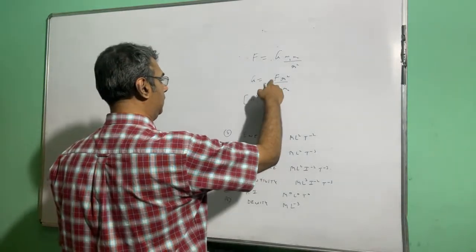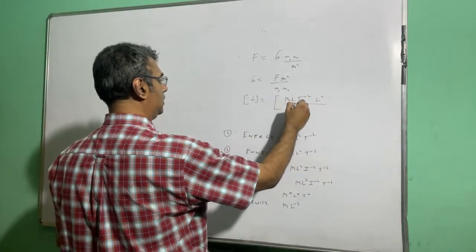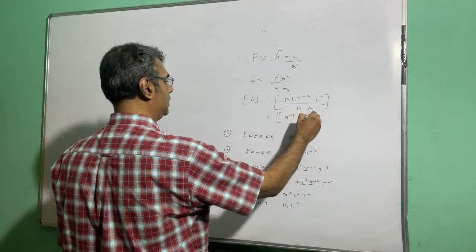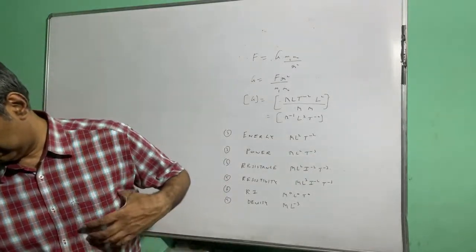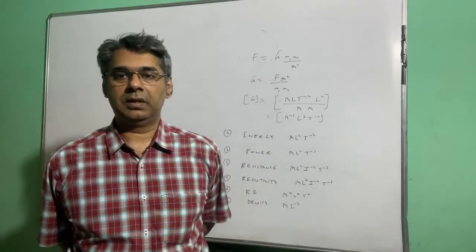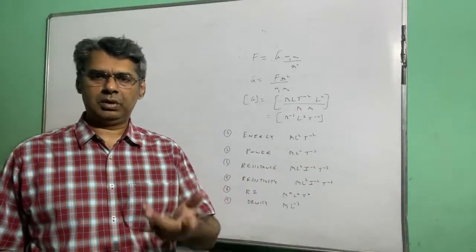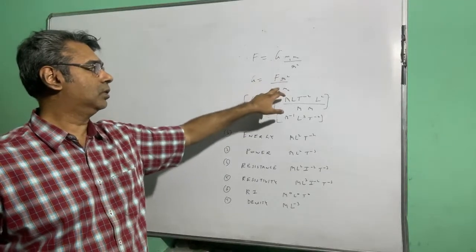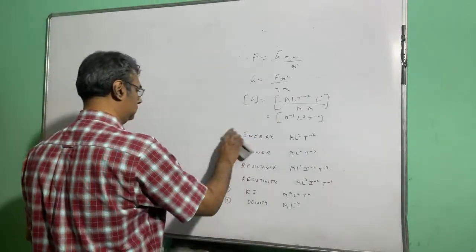So the dimension of G will be the dimension of F, which is mLT minus 2, into r square, which is L square, divided by the dimensions of m1 and m2, both of which are M. So ultimately the dimensions of G will be M minus 1, L3 and T minus 2. So capital G is a physical constant, the universal gravitation constant, and you can find its dimension by taking the help of this formula, which you already know. F equal to G m1 m2 by r square, so G is F into r square by m1 m2. Take dimensions, and this is the answer.